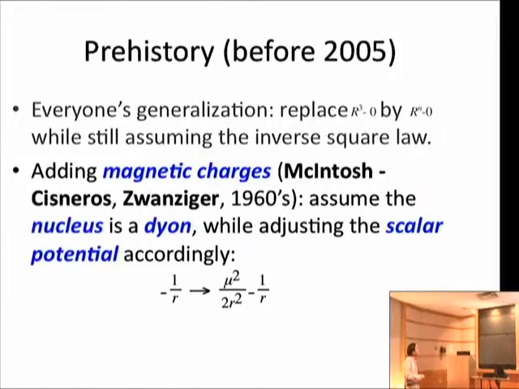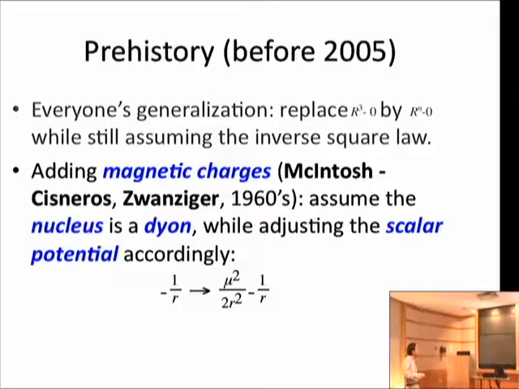But there is an interesting one, which is non-trivial to me. That is by adding magnetic charge. Two independent groups discovered this toward the end of the 60s. So basically, if I use the hydrogen atom as a model, you assume the nucleus is a dyon. I mean, it carries both electric charge and magnetic charge. In real physics, the hydrogen atom just carries electric charge, magnetic neutral. But hypothetically, since we're doing mathematics, it is supposed to carry both magnetic charge and electric charge.